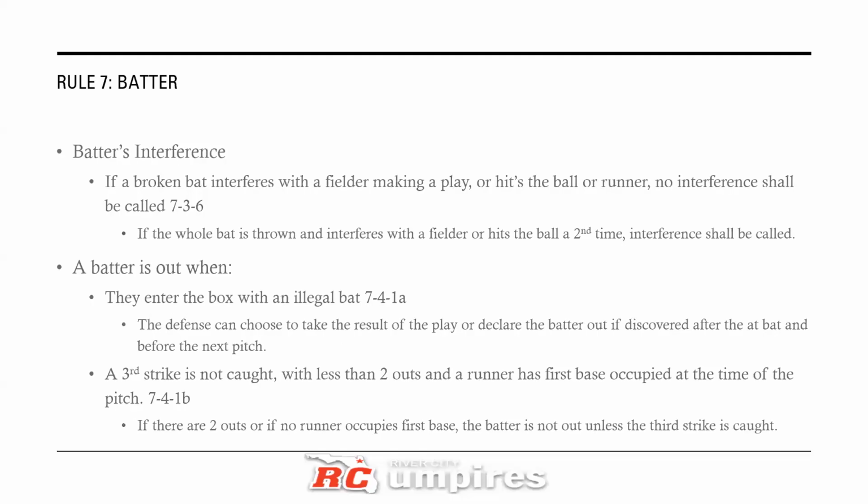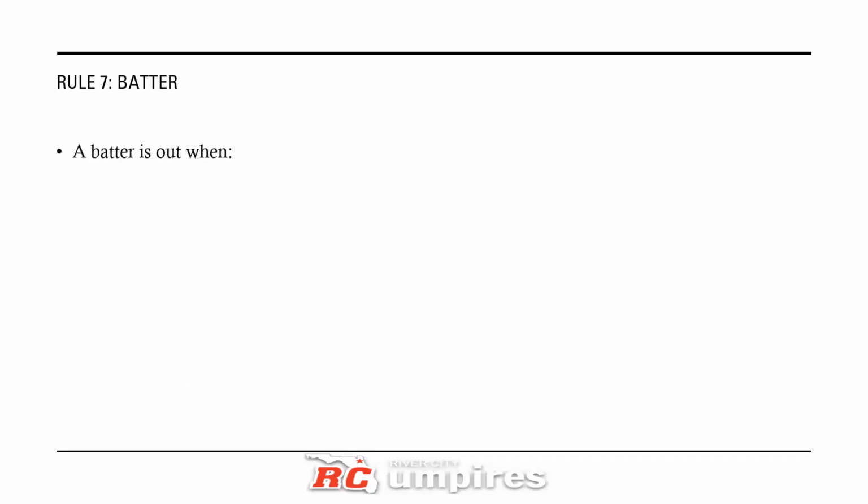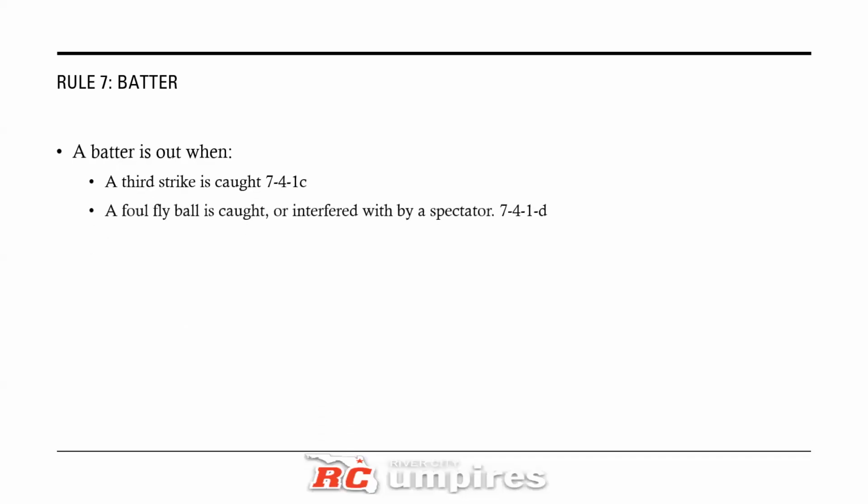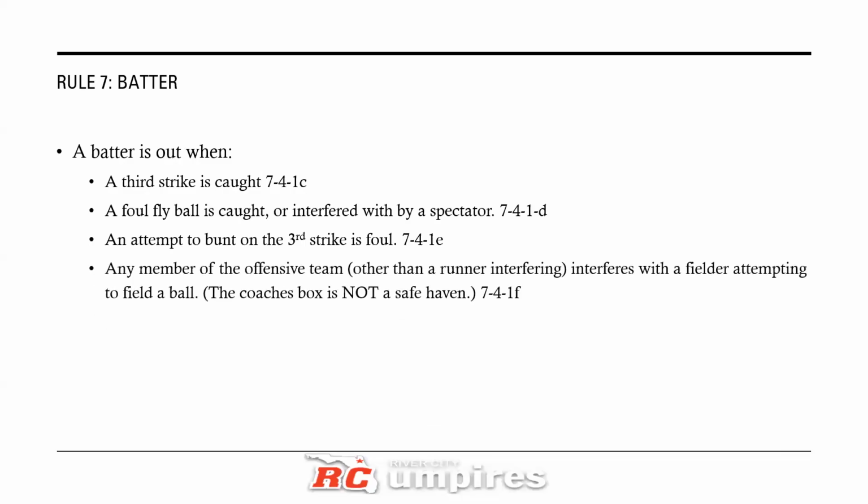Also, a batter is out when a third strike is caught, a foul fly ball is caught or interfered with by a spectator, an attempt to bunt the third strike is foul, any member of the offensive team, other than a runner, interfering.